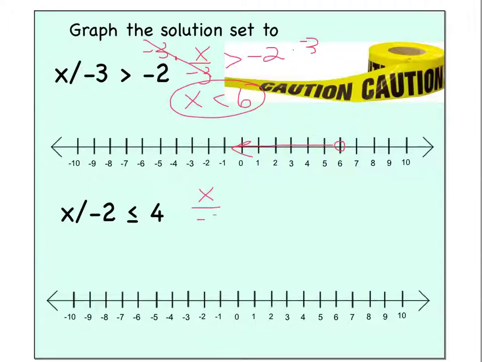X divided by negative 2 is less than or equal to 4. I'm multiplying by a negative 2, which reverses my sign. So x is greater than or equal to negative 8. Putting a closed circle, the numbers that are greater go to the right.